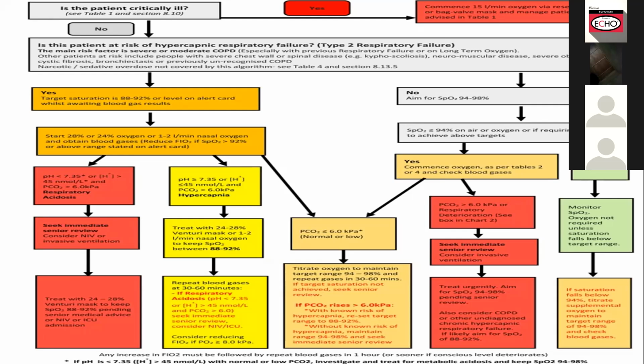Then if you go to your ABGs and you find the pH is above 7.35, it means it's not an acidotic patient, it means alkalotic. So you will treat with a Venturi mask or a nasal cannula, giving low flow oxygen. But if your patient is acidotic, it means the pH is below 7.35, and the PCO2 is above 6.